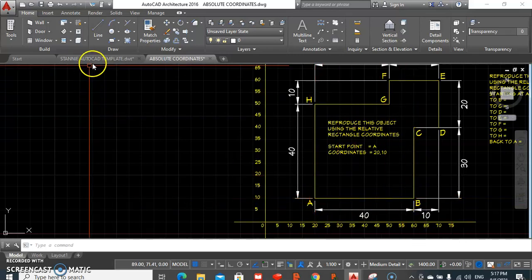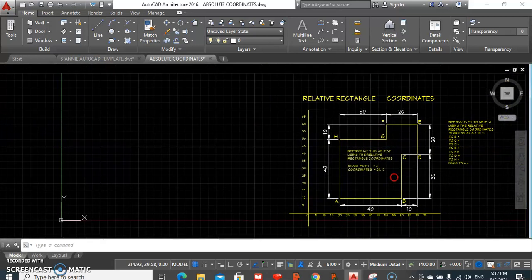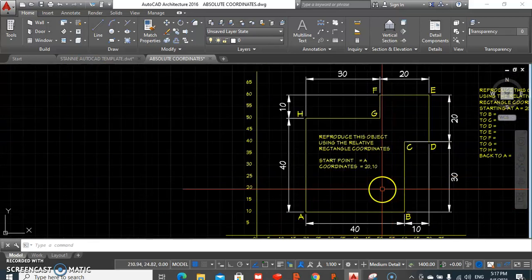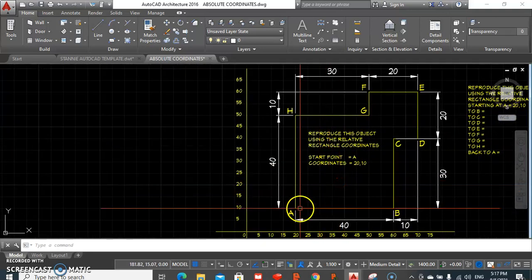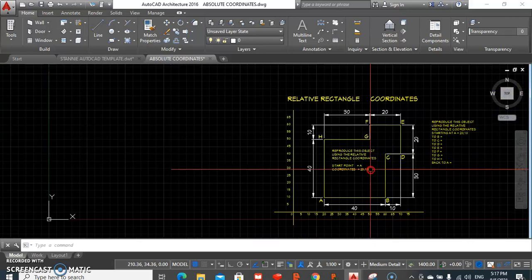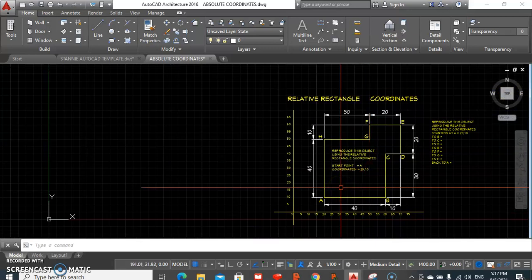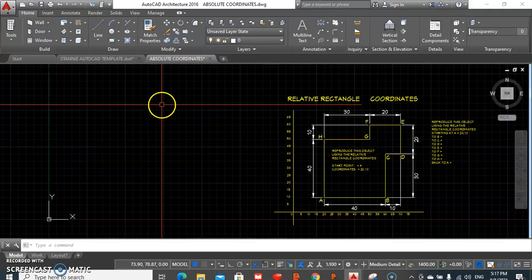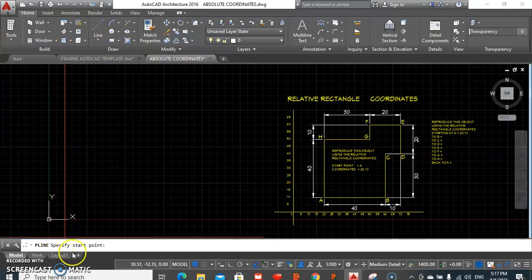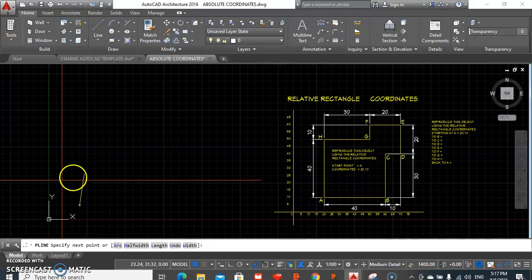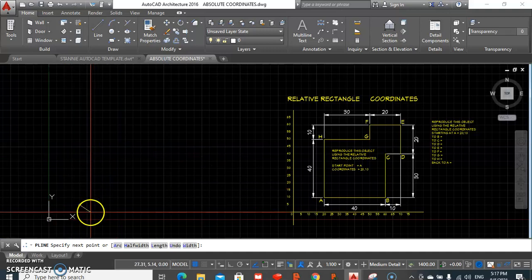Let's see what we mean by that. Let's try to draw this figure using our relative rectangle coordinates system. It says we are to start at point A, and the coordinates at point A is 20, 10. So we select our polyline. When prompted by AutoCAD to specify our start point, let's give 20, 10 and give enter. Our drawing has started at that coordinate.